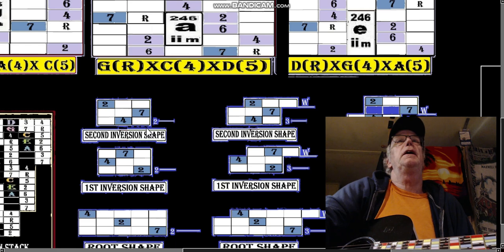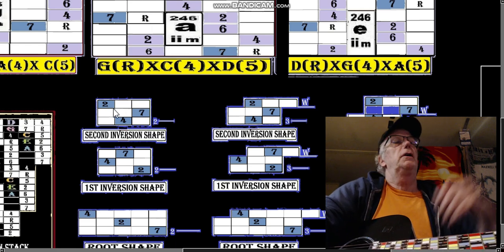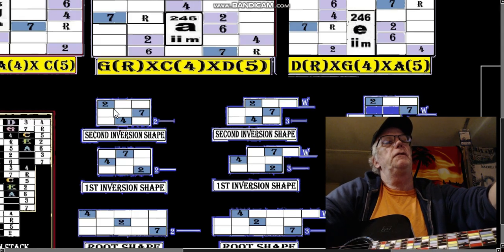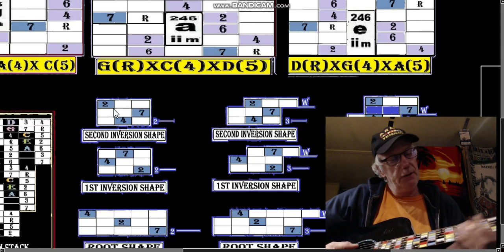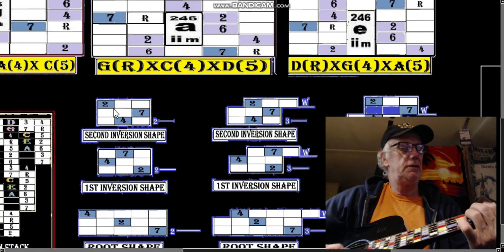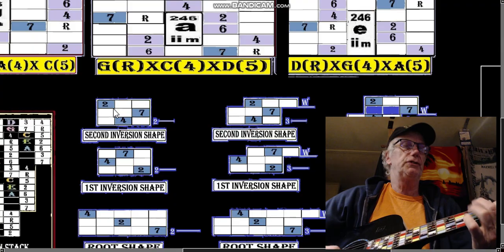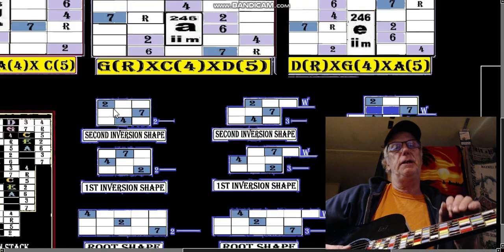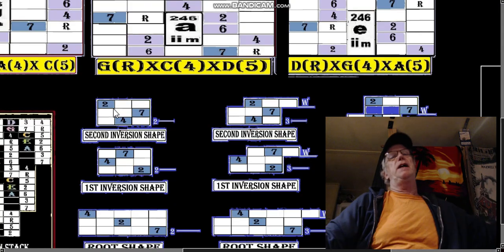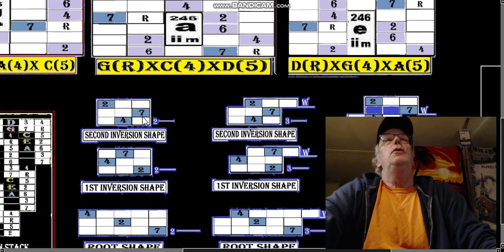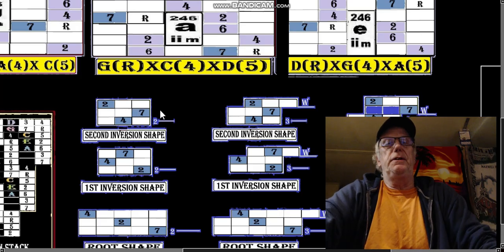Second inversion shape, 4, 7, 2. Remember the root is 7, 2, 4, so this is 4, 7, 2. We're going to have an augmented fourth going to a minor third, starting from 4, 4, 7, 2. So remember we talked about that method where we could do it with inversions, with intervals. But now we're looking at pattern shapes, chord pattern shapes. Now, this is kind of an outdated method because as soon as this goes up into the G and the B string, these are going to change shape.